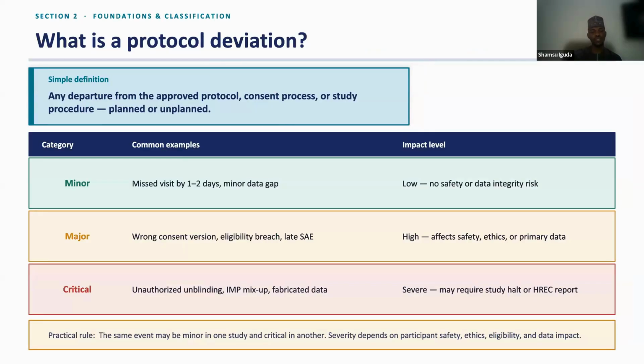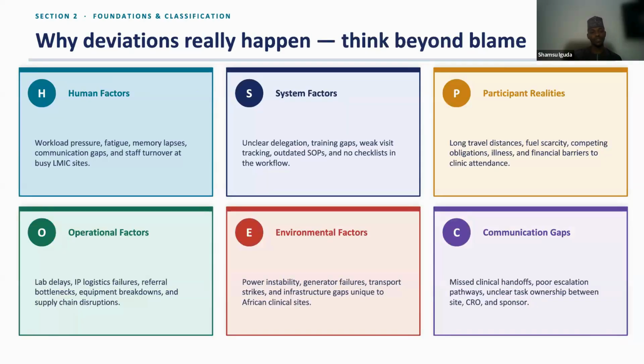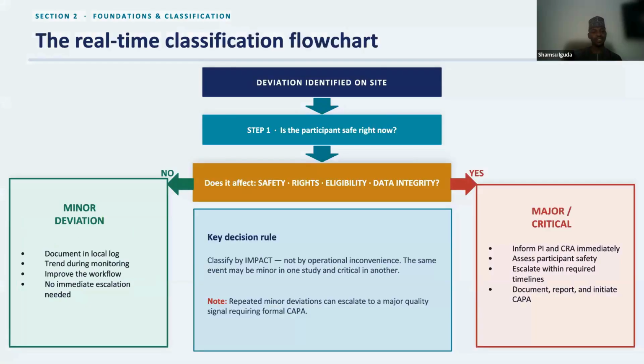I think we can skip these slides. The definition of protocol deviation and why deviations happen have been ironed out, and you have also talked about it. So you can go to the next slide. Okay, this slide has also been discussed. We can move to real case scenarios.